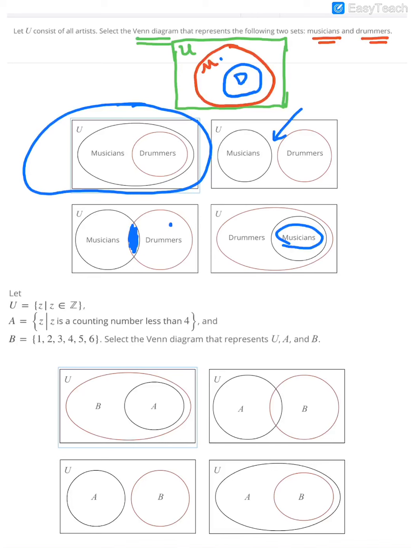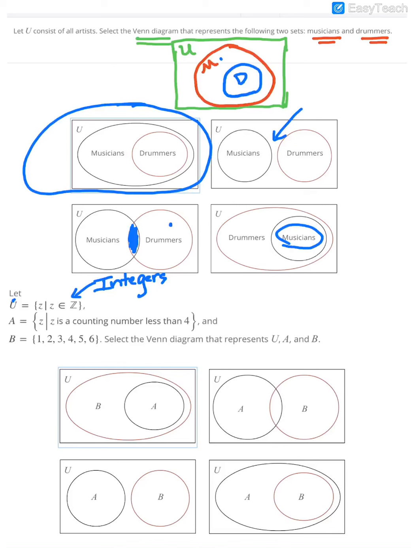In my second example, notice that our universal set, they're using capital U, is described as Z such that Z is an element of, and that is the symbol that represents your integers. So integers include your whole numbers, 0, 1, 2, 3, 4, 5, and so on, as well as your negatives of those, -1, -2, -3, -4, -5. So those are my integers.